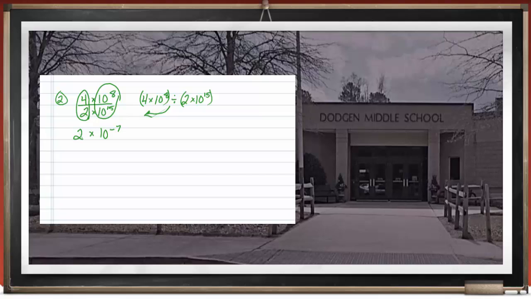Now we need to ask ourselves, is our solution in scientific notation? Our term in front of the multiplication sign is a value between 1 and 10. That's correct. And then we're multiplying by a base 10. So we do have a term in scientific notation. That would be correct. 2 times 10 to the negative 7th power.